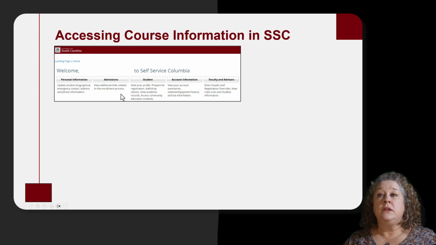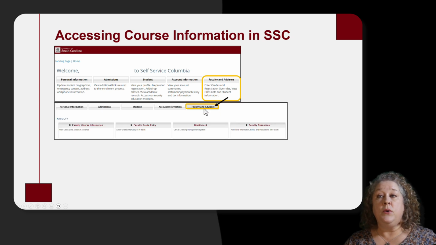To get your course information, you want to go back to the Self-Service Carolina main page and go to Faculty and Advisors. When you click on that, this new Access tab will open in Faculty and Advisors, and we will look at the Faculty Course Information tab as well as the Faculty Grade Entry tab.